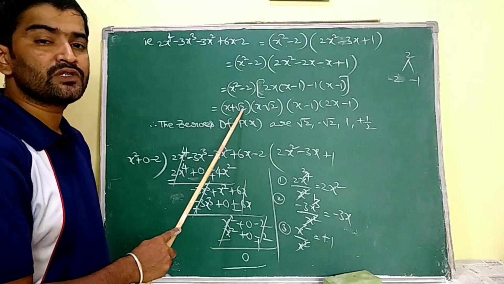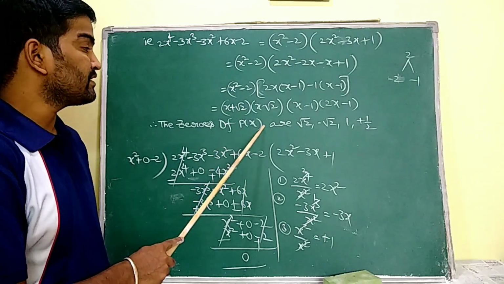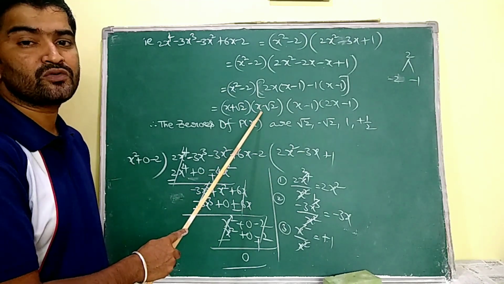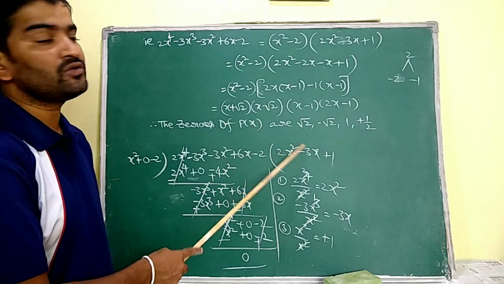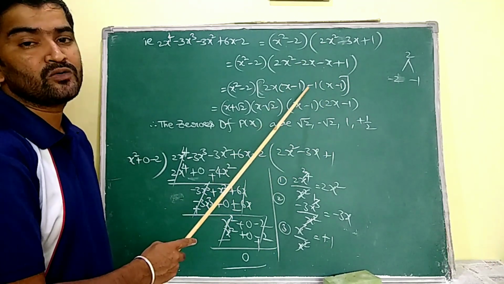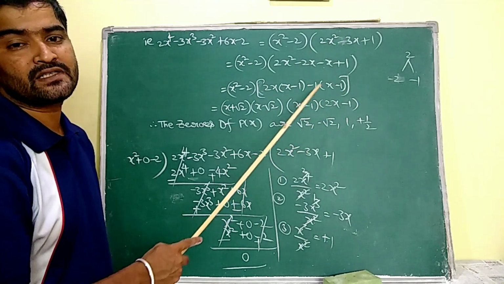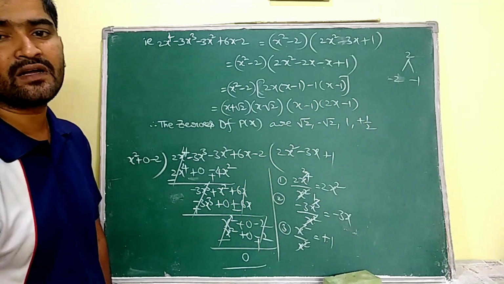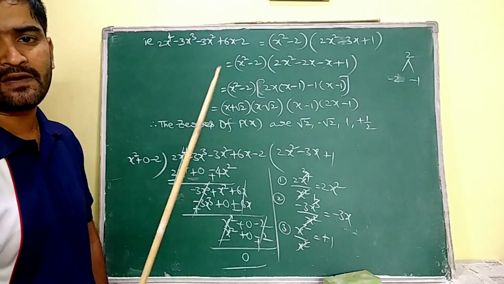That is, x plus root 2 is equal to 0, so x is equal to minus root 2. x minus root 2 is equal to 0, so x is equal to root 2. x minus 1 is equal to 0, so x is equal to 1. 2x minus 1 is equal to 0, then x is equal to 1 by 2. So these are the roots of the polynomial P of x.